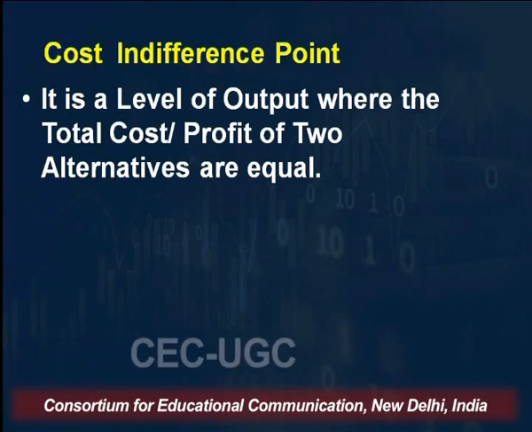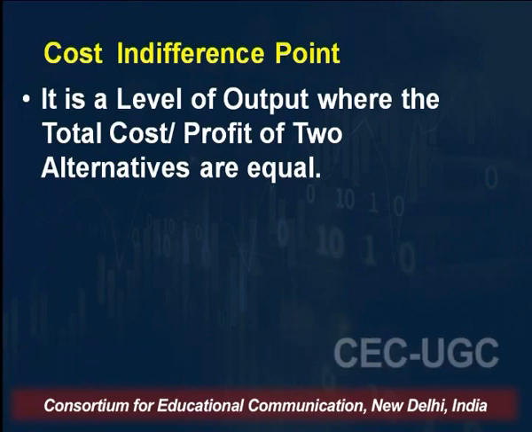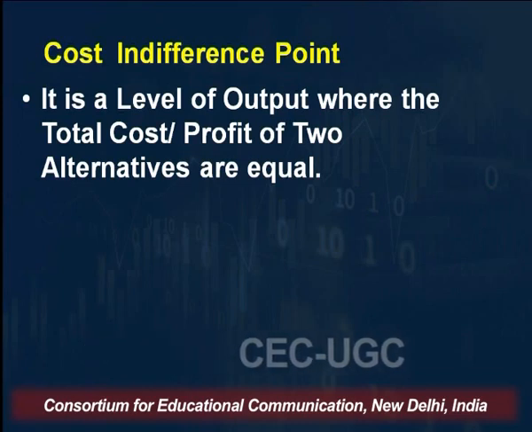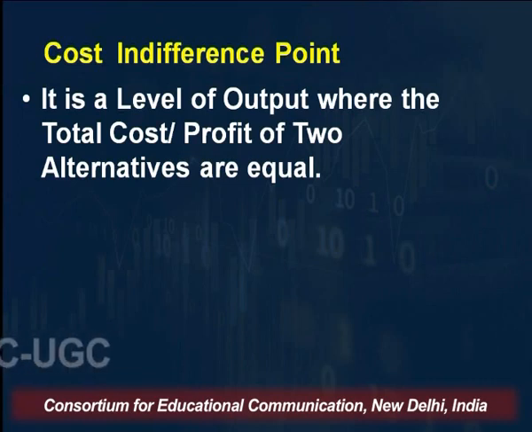The term itself indicates that it is a point where you are indifferent in terms of cost. So when we talk about cost indifference point, we mean a point at which we are neutral, we are indifferent in terms of our cost. If I have to define cost indifference point, basically it is defined as a level of output where the total cost or profit of two alternatives are equal. So having said that, the level of output where the total cost or profit of two or more alternatives are equal, it means that whether you go for alternative A or alternative B, there is no difference in terms of cost or profit.